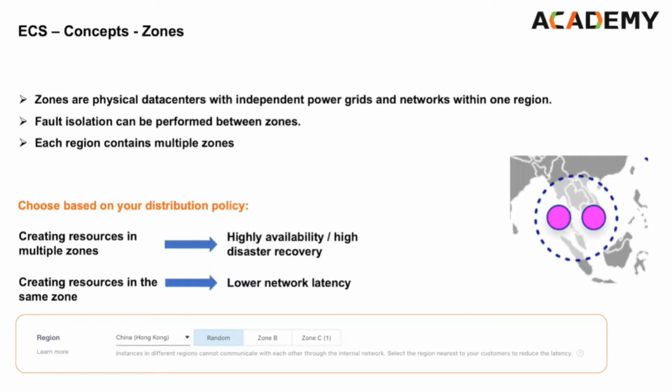For example, in the region which we list here, China, Hong Kong, it has two zones listed, Zone B and Zone C, and you can choose which zone in that particular region you would like to create in. If we create the resources in multiple zones, it has high availability and high disaster recovery. If the resources are in the same zone, then there might be some network latency issues. Each region will contain multiple zones. There is fault isolation that can be performed between the zones.